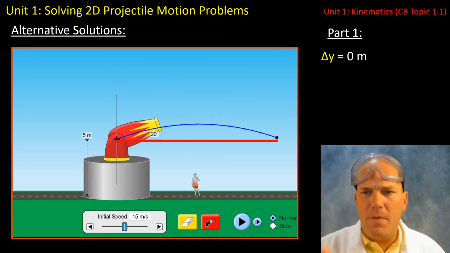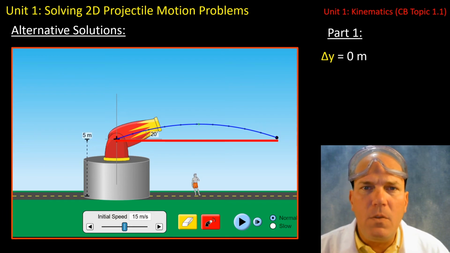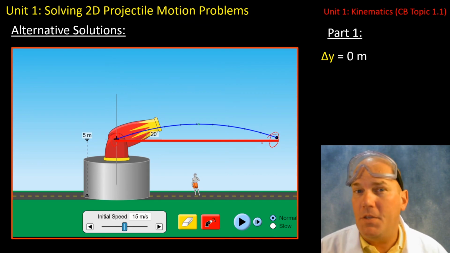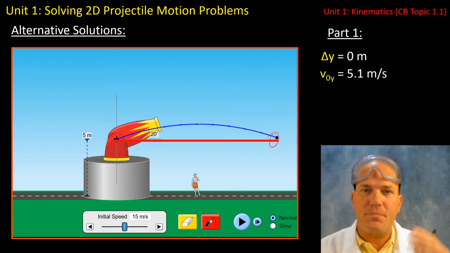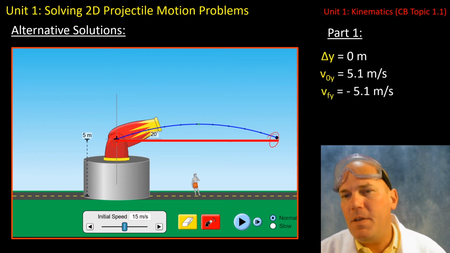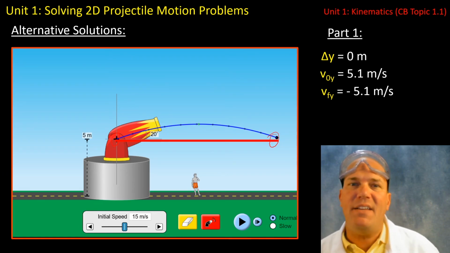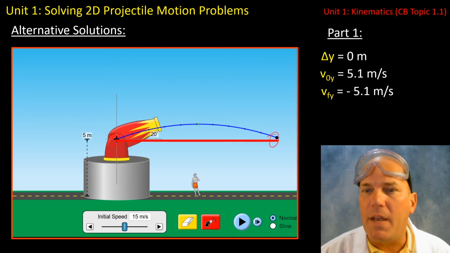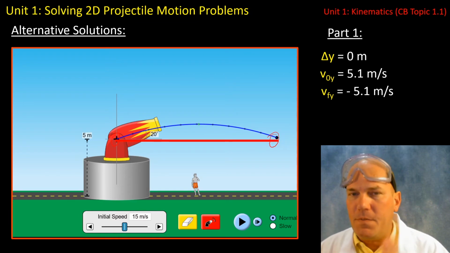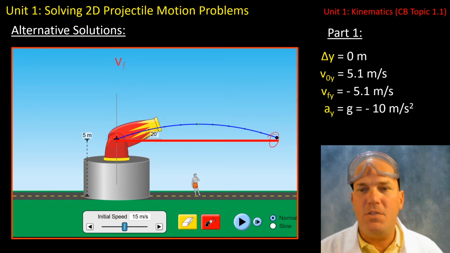If we use the UAM variables, what do we know? For part 1, the vertical change in position of the ball is 0, since it started here and stopped here. V naught in the y is still 5.1 meters per second from the trig. V final in the y? Symmetry of motion: it's equal in magnitude, opposite in direction. If V naught y was 5.1 up, then V final y is 5.1 down. Very cool. Of course, acceleration is little g.